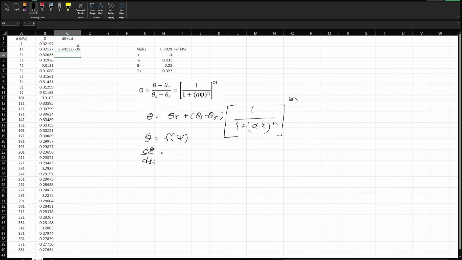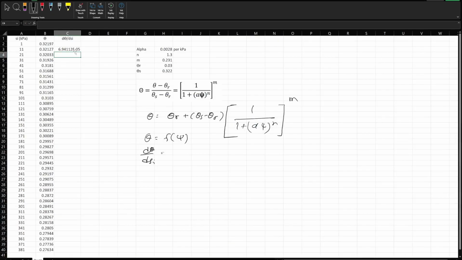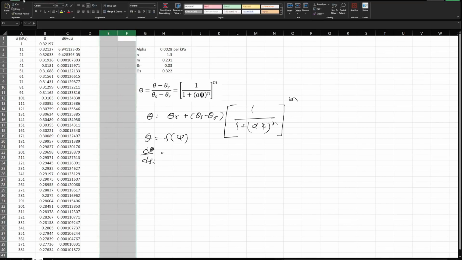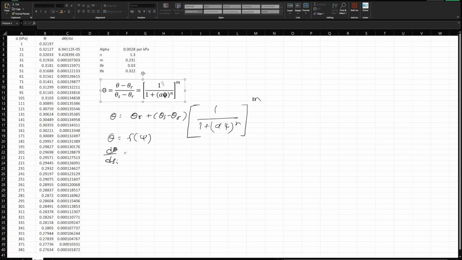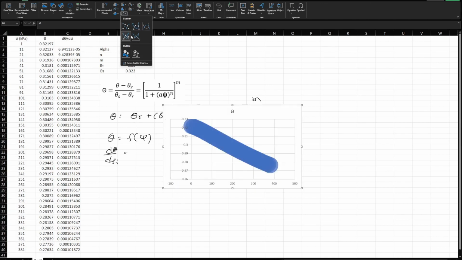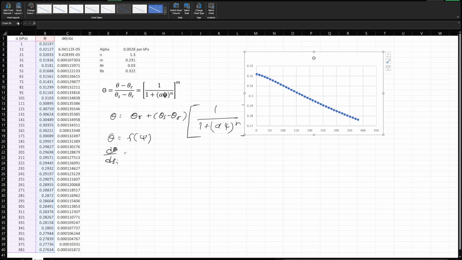And let's say we want to be positive. Let me check what other values we are getting here. Okay, right. So now if I extend this formula, then we'll get this. Again, we'll plot some of the plots to see how the trend is. First, we'll plot this theta versus psi. Psi will be on the x-axis and theta will be on the y-axis. So we'll plot this one and let's see how it is coming. So let's add some chart elements.